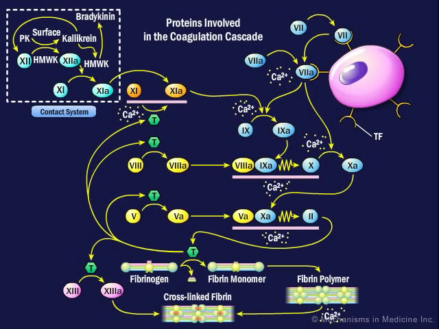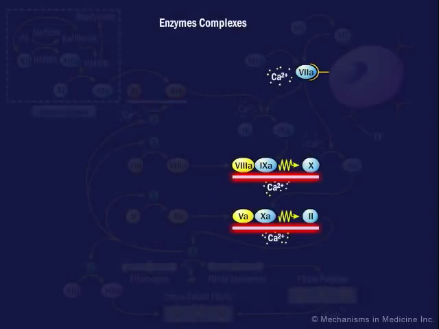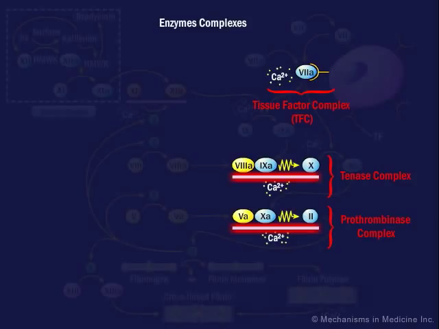The activation of the serine protease zymogens occurs on negatively charged phospholipid membrane surfaces, represented here by the horizontal bars, of activated platelets, monocytes, and endothelial cells. Coagulation proceeds by the formation of three enzyme complexes: the tissue factor complex, tissue factor and factor 7A; the 10Ase complex, factor 8A and factor 9A; and the prothrombinase complex, factor 5A and factor 10A. Each of these complexes involves a serine protease (factor 7A, factor 9A, and factor 10A), a membrane-bound cofactor (tissue factor, factor 8A, and factor 5A), and calcium.